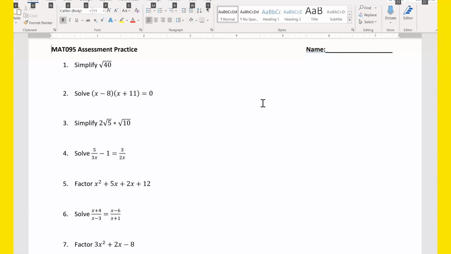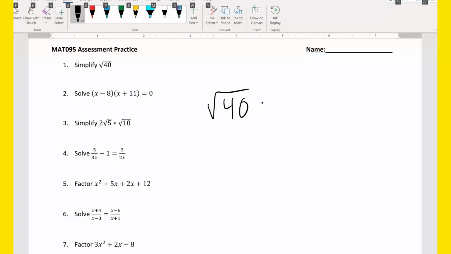Number one is simplifying a square root. So if we're simplifying the square root of 40, a couple of ways we can do that. One is to get it down to its prime factors. So maybe we start out with 4 and 10. You could start out with 5 and 8. You could start out with 2 and 20. It doesn't really matter how you start, because we're going to end up in the same place anyway. 4 breaks down to 2 and 2. 10 breaks down to 2 and 5.